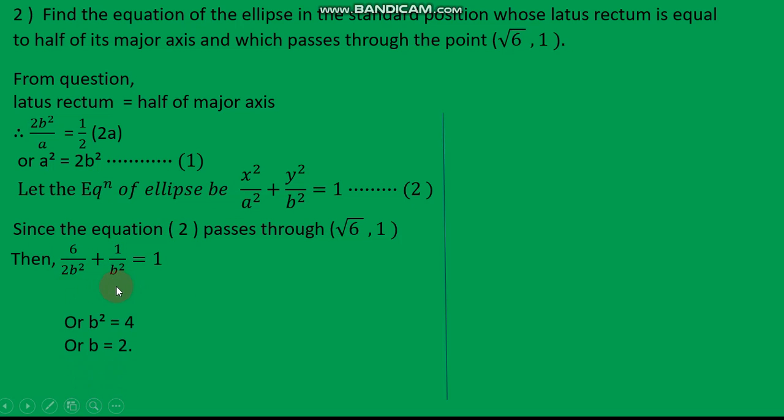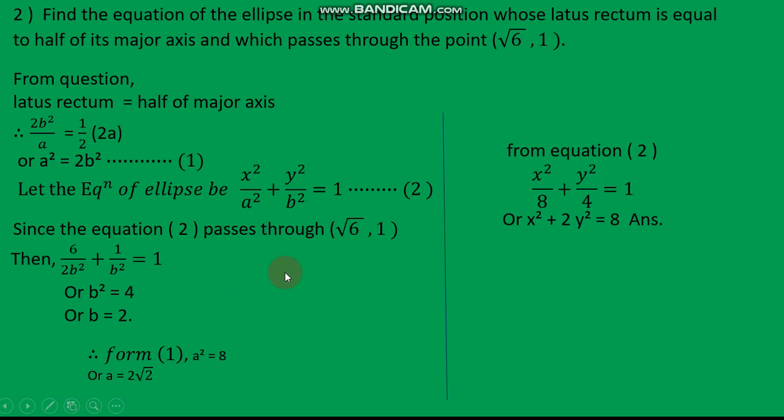Okay, then on simplifying this we get the value of b equal to 2. You can simplify this yourself, practice it. And then from 1, look at here, a square equal to b square, so a square equal to 8. Because b is 2, so square of 2 is 4, 4 twos are 8, and a equal to 2 root 2. So we have obtained the value of a and b. Then now we are putting the value in this equation 2, we get the required result. From 2, look at here, so this is the final answer.